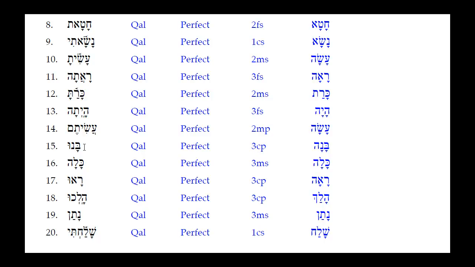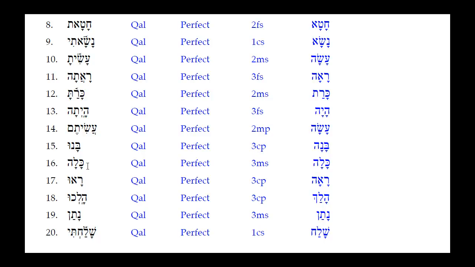Number 15 is banu. We recognize it has two consonants, bet and nun, and there's a consonant missing, so we know that it has to be a third hay verb here. The hay's dropped out. We know that this is a third common plural ending, the shureq on here. So this would be a Qal stem, perfect conjugation, third common plural from bana. They built. They built is how we translate that.